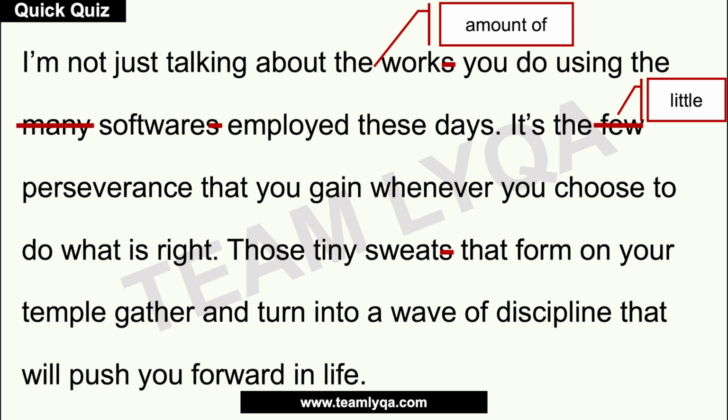So, I would say, magsisingit ako ng countable noun here, I would say beads of sweat. Those tiny beads of sweat, di ba? Pwede mo nang lagyan ng S yung beads kasi countable na yung bead eh. Okay, that form on your temple, gather, and turn into a wave of discipline that will push you forward in life. Okay, so those are just some of the examples.